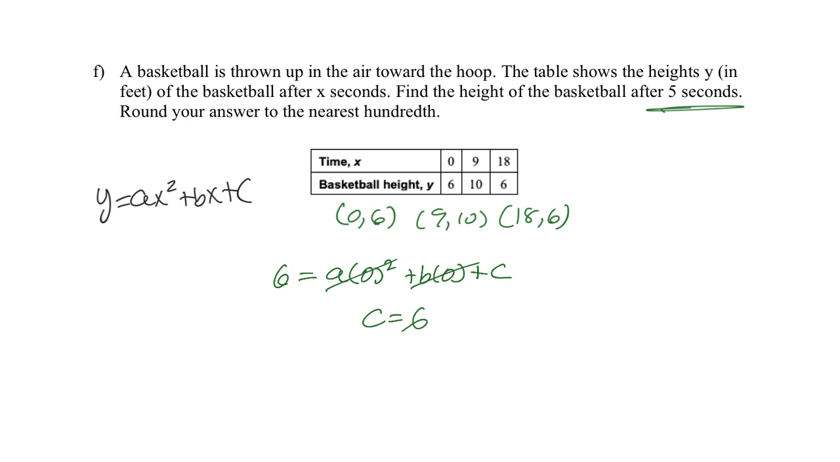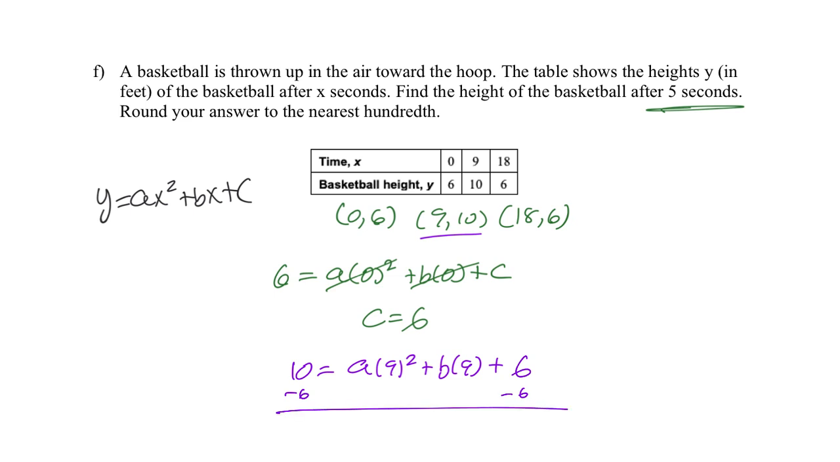Next, I'm going to substitute the next point into that same equation. So I have 10 equals a times 9 squared plus b times 9 plus c. But remember that we already found that c is 6, so I can plug in the 6 for c. I'm going to subtract 6 on both sides. So that means that I have 4 equals 81a plus 9b.